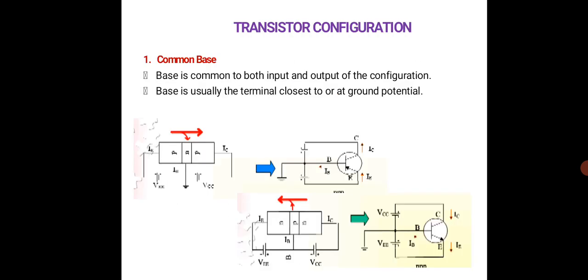So for transistor configuration, I can put it in a common base, common collector or common emitter. When it is a common base, the base will be common to both input and output of the configuration, and it is usually the terminal closest to or at ground potential. So you can see here the base is grounded, or it is common to both the emitter and the collector.